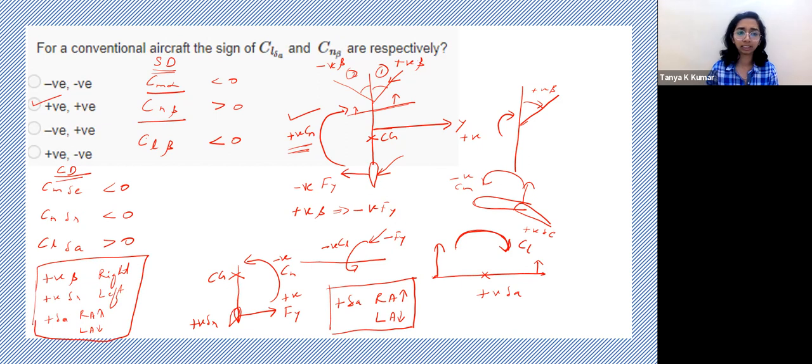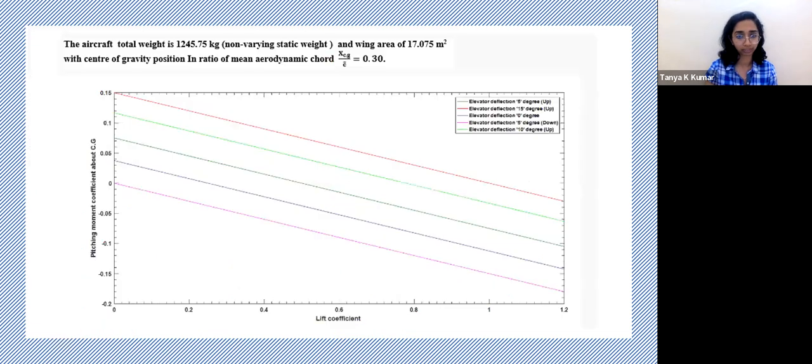Cm alpha and Cm delta E, we have done enough number of times, so there should be no confusion. For the other terms, you can just use these. If you remember these conventions, you will easily be able to get the sign. So I hope all confusion is clear now. Let's go on to the assignment questions.